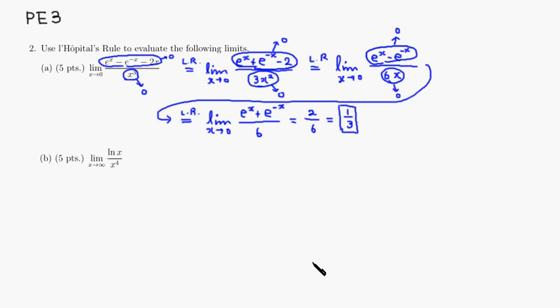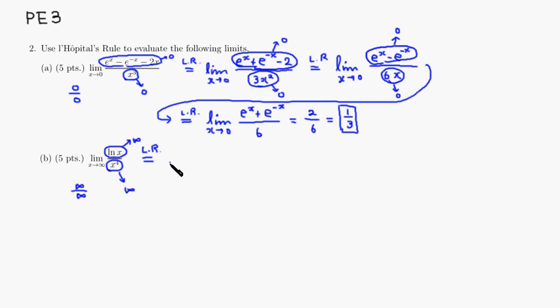Part B is very similar. We try x goes to infinity. Infinity to the 4th goes to, of course, infinity. Natural log of infinity also goes to infinity. So part A was 0 over 0, and you can apply L'Hopital's rule. Another example is infinity over infinity, then you can also apply L'Hopital's rule. So apply L'Hopital's rule.